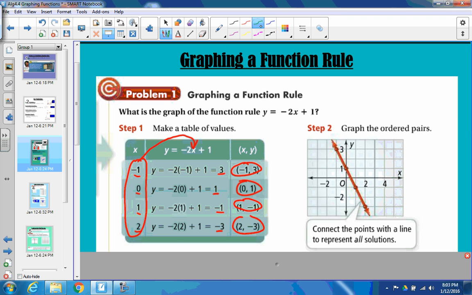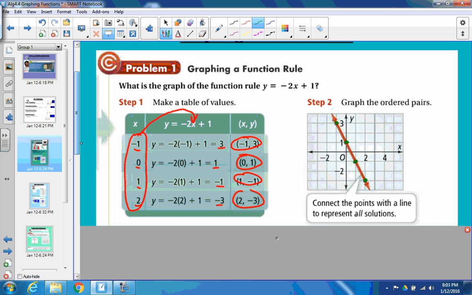Now when you graph them, don't forget the x value. The first number is what tells you where to go left or right, and the y, or the second one, is the up and down. So negative 1 and 3, we go left 1 and then up 3. We have right here 0, 1, we don't go anywhere to the right or left, and we go up 1. 1, negative 1, we go over 1, positive 1, and then down 1. And then 2, negative 3, we go over to the right 2 and down 3. And that makes a line. So this is a linear function.